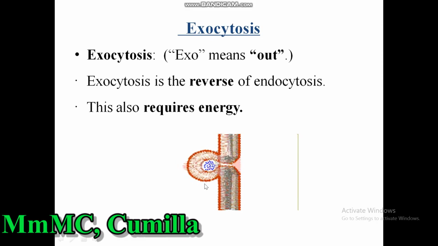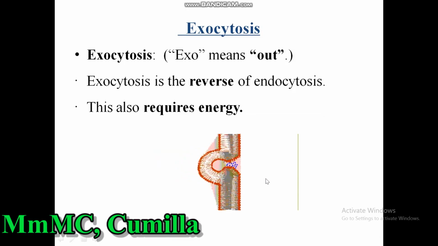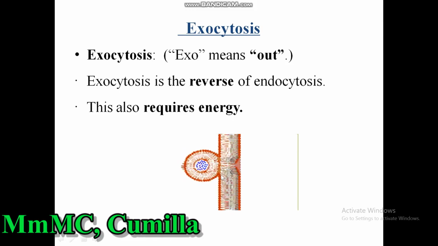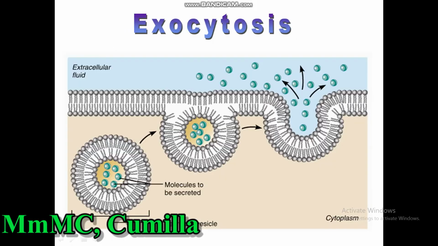It requires energy. It means when a substance has to go outside the cell, it forms a vesicle, then it fuses with the cell membrane and releases contents to the outside of the cell. By definition, it is the process by which the cell releases macromolecules or contents of secretory vesicles out of the cell membrane. It may be waste products, proteins, hormones, or some other products of secretion.